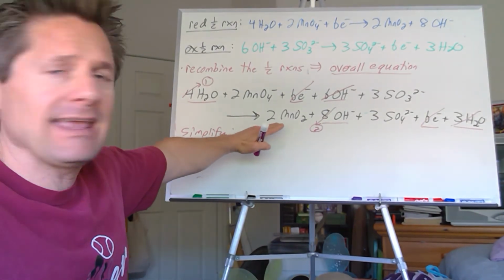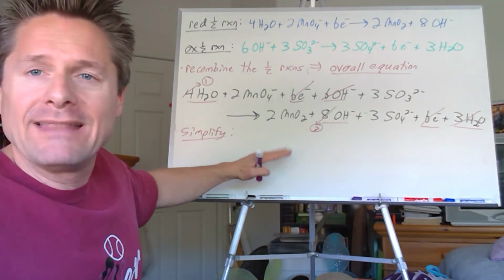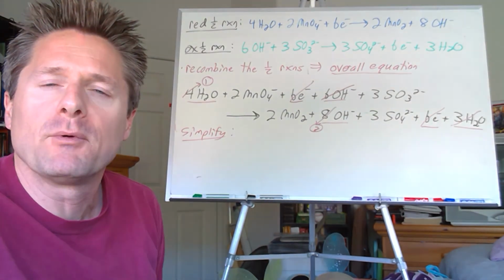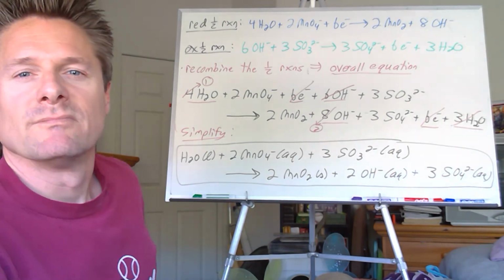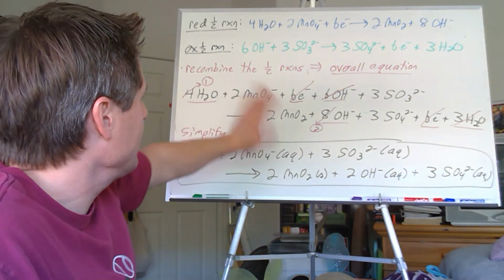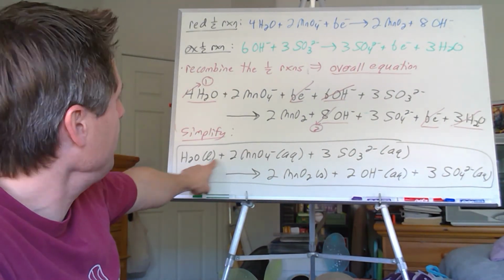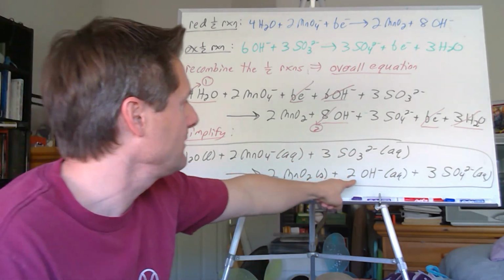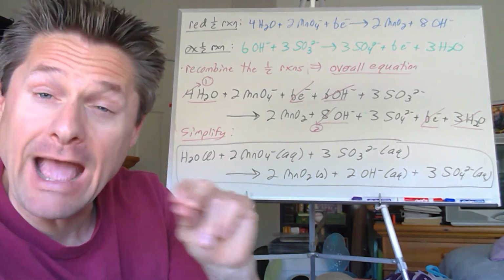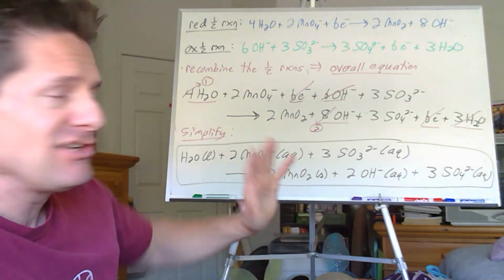So take a second. I'm going to pause this. You write the overall simplified equation for me real quick. I'll do it myself, and we'll meet in a few seconds. All right, did you get it? So cancel them out. You'll end up with 1 water on the left, 2 permanganates and 3 sulfites, 2 MnO2s on the right, 2 hydroxides and 3 sulfates. Now I insert the states back in, and just double check it.